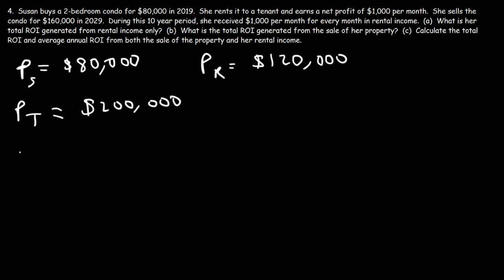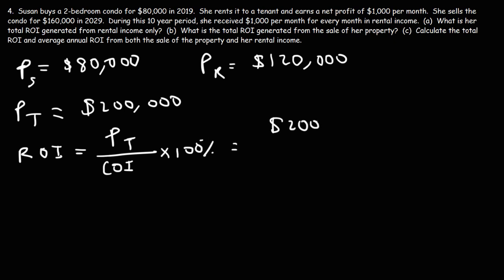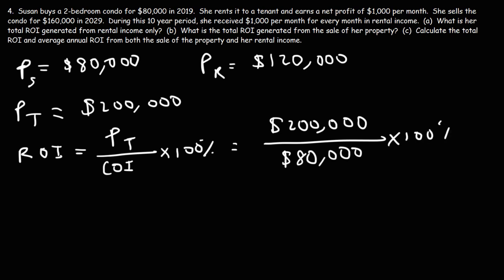So now let's calculate the total ROI. So this is going to be the total profit divided by the cost of the investment times 100%. So she received a total profit of 200,000. The cost of the investment was 80,000. That's how much she paid for the condo. And so 200,000 divided by 80,000 is 2.5 times 100. So her total ROI is 250%.